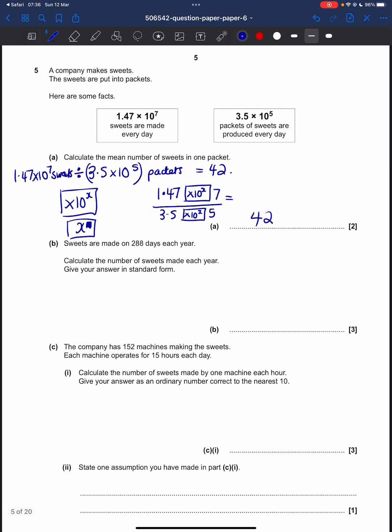Okay, sweets are made on 288 days each year. Calculate the number of sweets made each year. Give your answer in standard form. So we've got 1.47 times 10 to the 7 sweets for 288 days. So 1.47 times 10 to the 7 times 288. So on my calculator, that's your normal keys, times 10 and then 7.